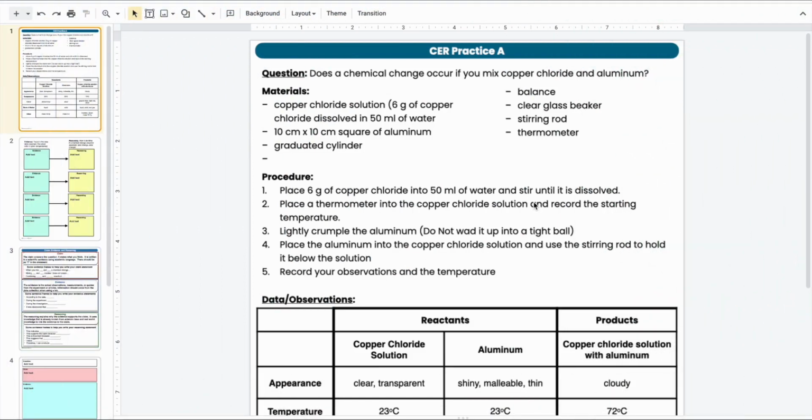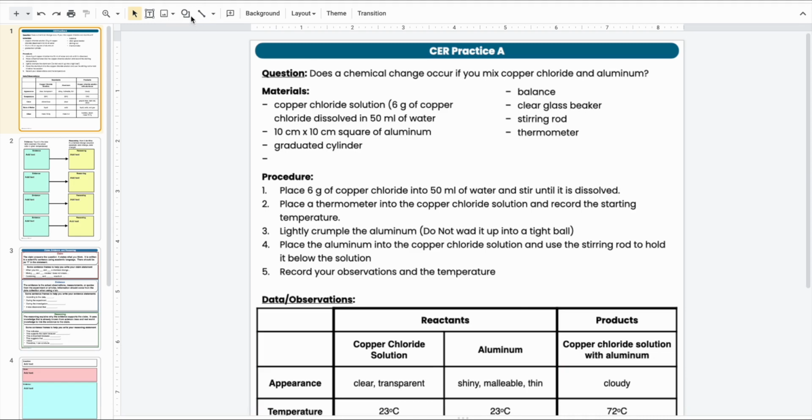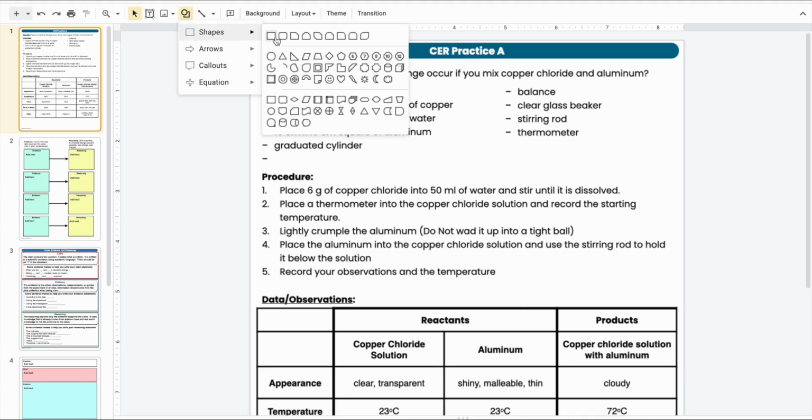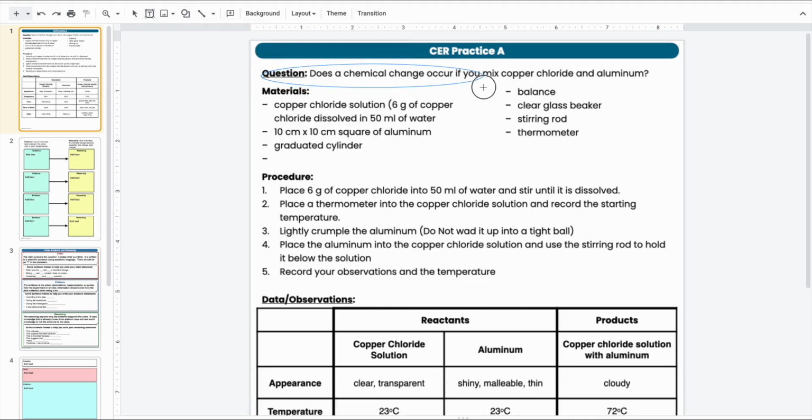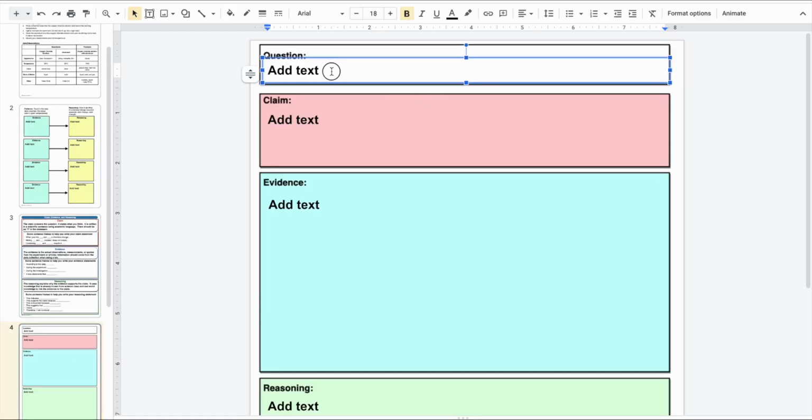When writing a scientific explanation for a chemical reaction, the first thing you'll want to do is identify the question. So here is an experiment done with copper chloride and aluminum. And if I look right here, I can see that this is the question: Does a chemical change occur if you mix copper chloride and aluminum? So first thing we're going to do is identify the question, and we're going to put it right here on our little template.